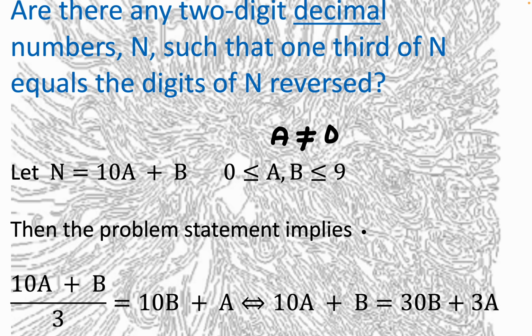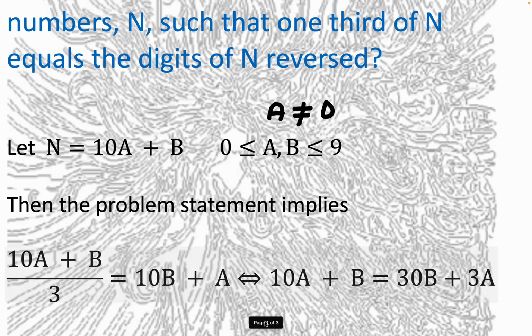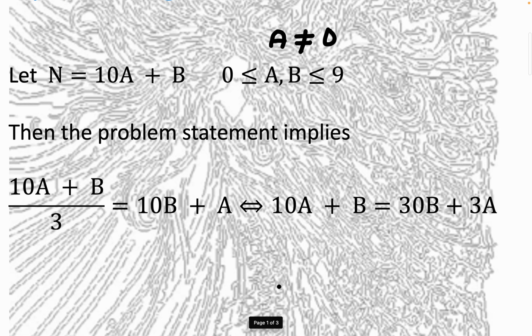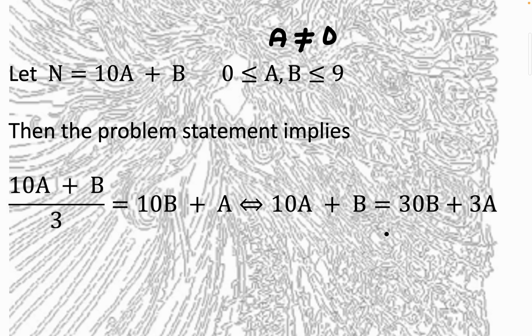Now, notice this is a direct translation of the problem. n is our number. So we're saying that n divided by 3 is equal to, see how these are reversed, ab, ba right here. So if this can happen, then this equality must hold for some choices of a and b. So let's see what happens. Now again, this part right here is very straightforward. What I did was just multiply through by 3. Now notice that this would imply that 7a is equal to 29b.